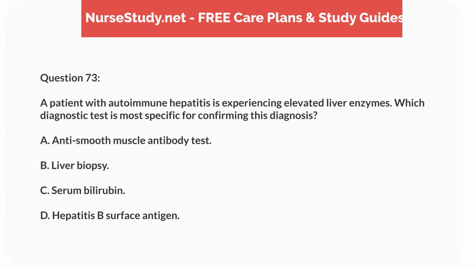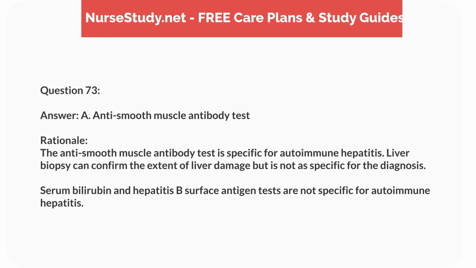Question 73. A patient with autoimmune hepatitis is experiencing elevated liver enzymes. Which diagnostic test is most specific for confirming this diagnosis? A. Anti-smooth muscle antibody test. B. Liver biopsy. C. Serum bilirubin. D. Hepatitis B surface antigen. Answer: A. Anti-smooth muscle antibody test.